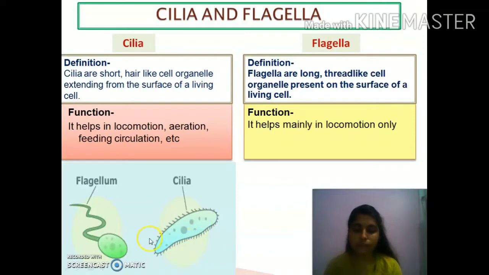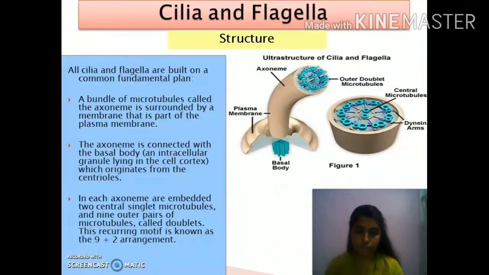One more difference you can see is that flagella are very long, while cilia are very short hair-like structures, and they are many more in number. You can see several cilia present all over the surface of the cell. But in case of flagella, their number is less, usually less than 5 or less than 10 per cell. Clear? Now let's move to the next topic.